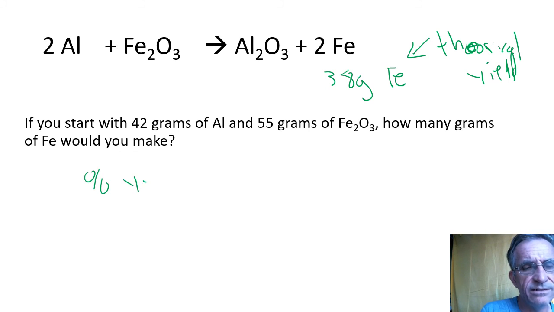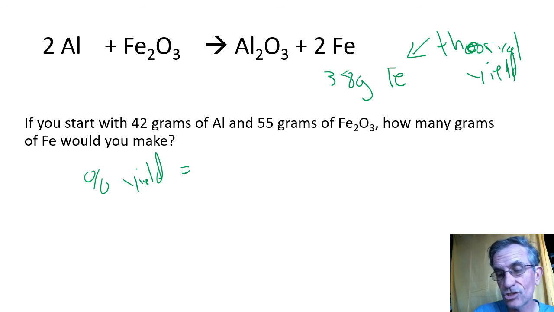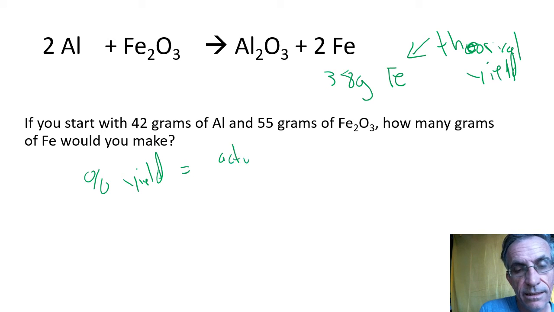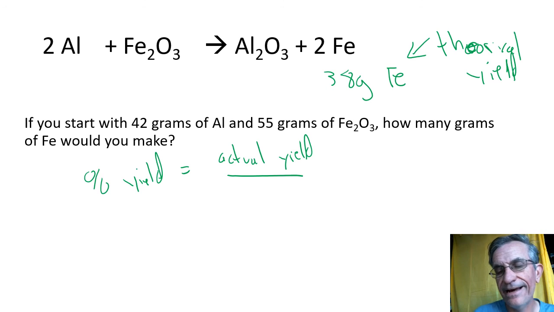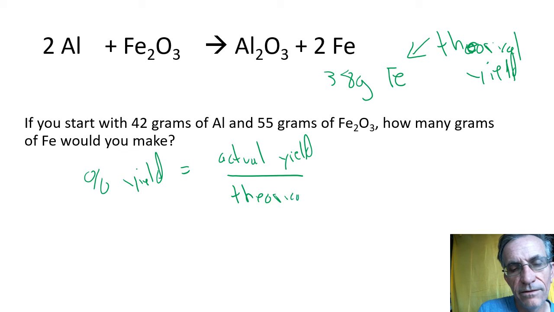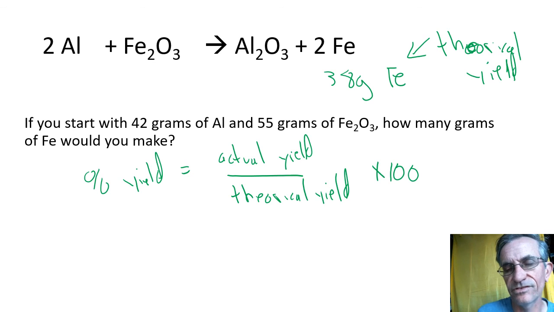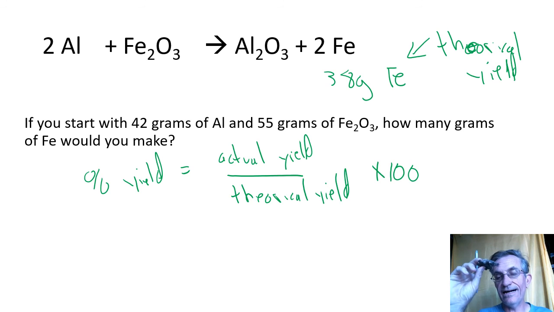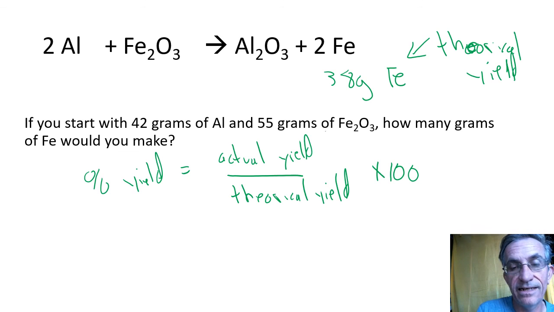So a percent yield is basically just a way to compare how much I actually got. It's the actual yield divided by the amount you think you should have gotten, the theoretical yield, and you times it by 100 to make it a percent. So the actual yield, how would I get that? Well, I would just take this hunk of iron that got created in that reaction, and I'd put it on a scale. So I would just take what I made and throw it on a scale.